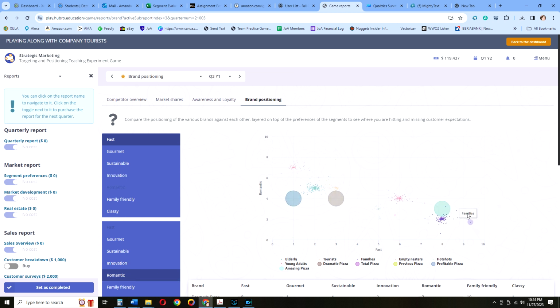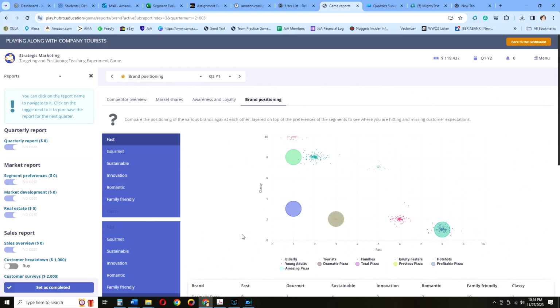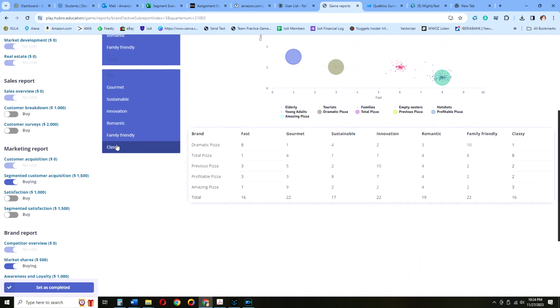Changing that to romantic, here are my families. They are at level 2 for romantic. We already checked family friendly. Our last one is classy, and they are at a level 1 for classy. So all things considered, families are an 8 for fast, a 1 for gourmet, a 4 for sustainable, a 2 for innovation, a 2 for romantic, a 10 for family friendly, and a 1 for classy.